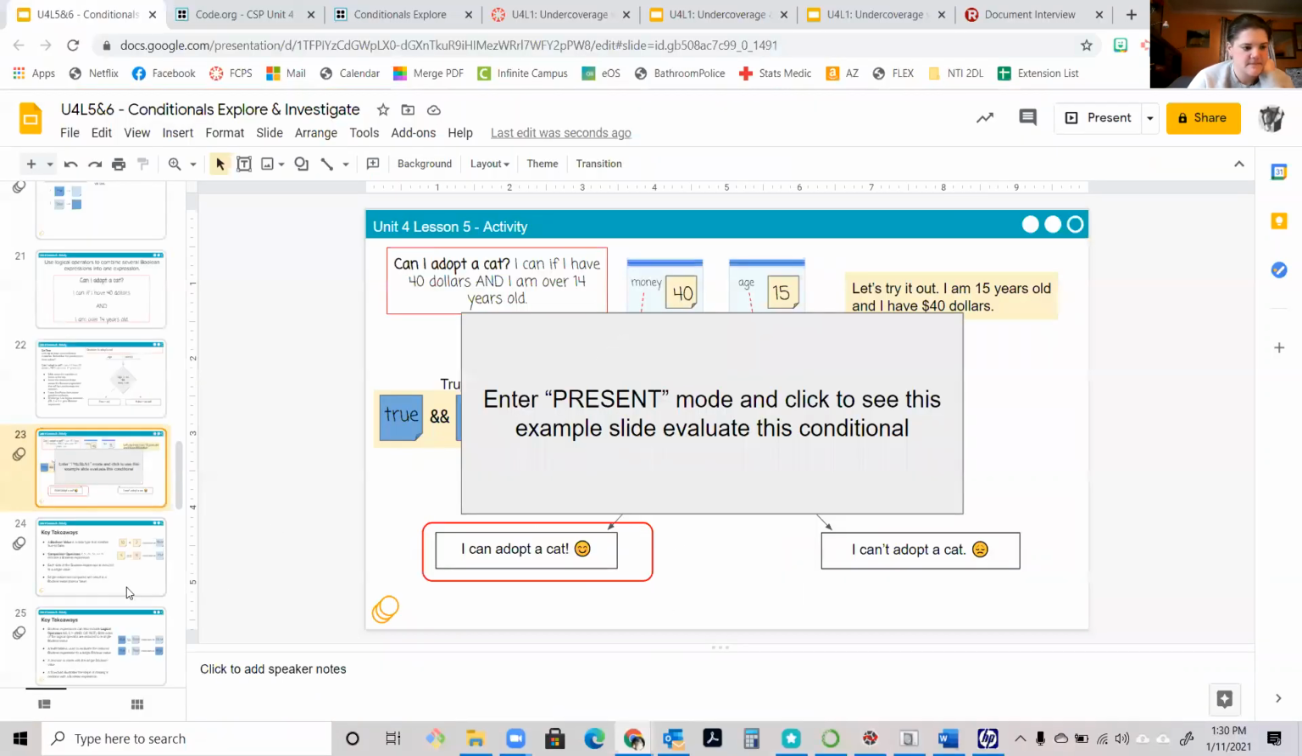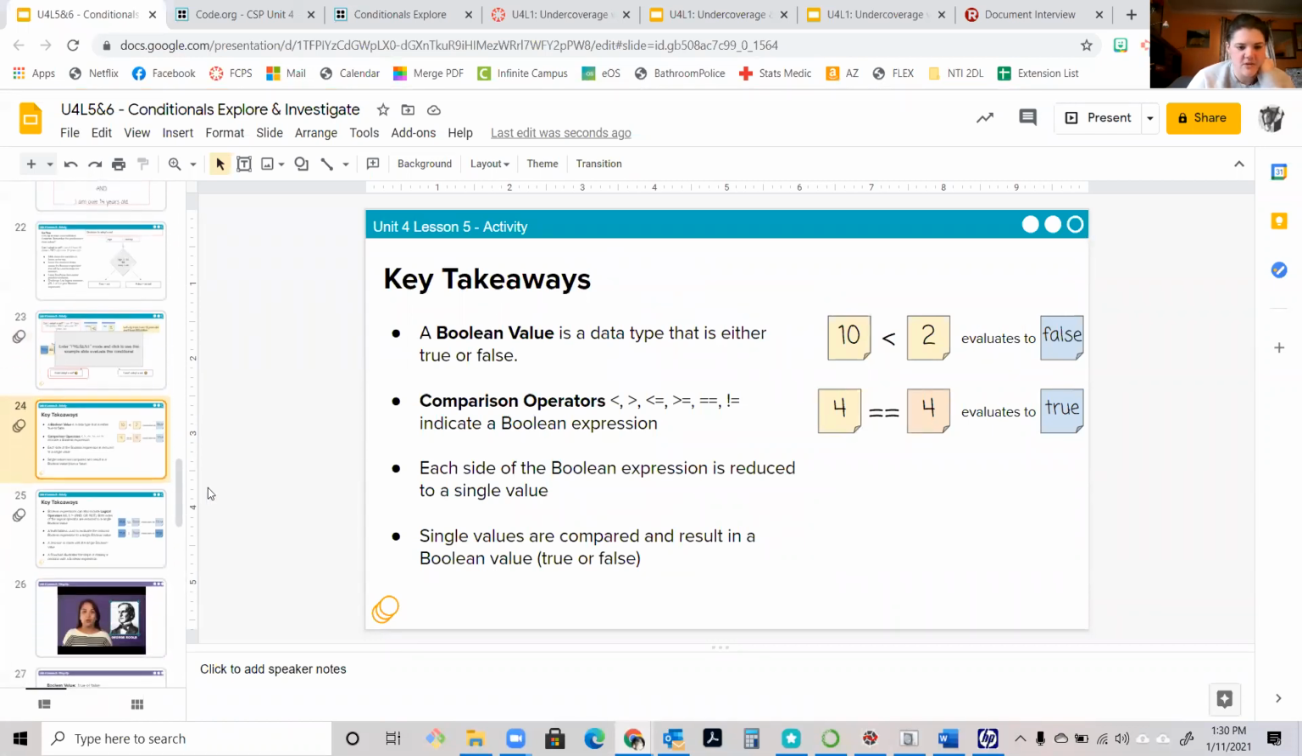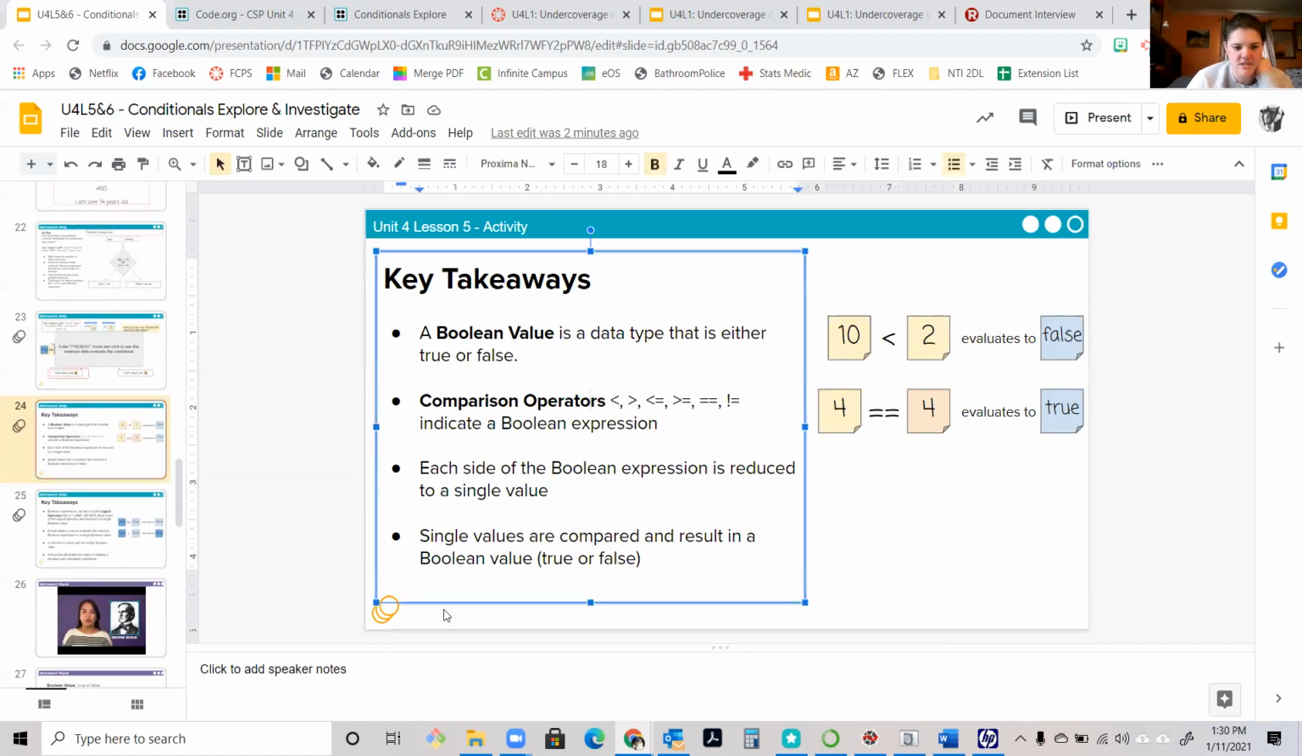Lucky them. So our key takeaways: a Boolean value is a type of data that's just true or false. Can't be anything else. No numbers, no strings. It's just true or false. And we get that by using comparison operators inside a Boolean expression. In order to evaluate a Boolean expression, we reduce each side.